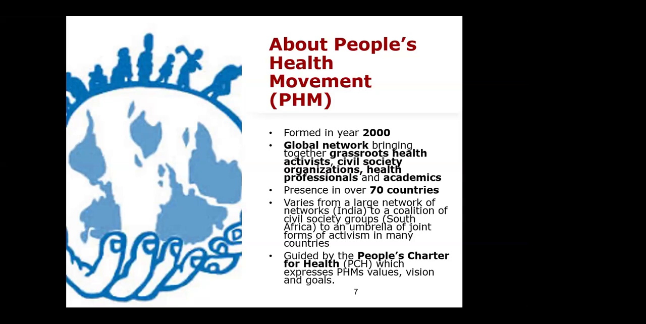Before that, a little bit about PHM. The movement was formed in 2000. It's a global network. It brings together grassroots organizations, civil society groups, individuals, professionals, academics. The only requirement is to have read and agree to the People's Charter for Health, which we will discuss in the following slides. The movement has presence in different degrees in about 70 countries. In some countries, it's very strong. For example, in India, different states or provinces have their own chapters. In some other countries, one organization coordinates the PHM work, or a few individuals coordinate PHM work, and so on.